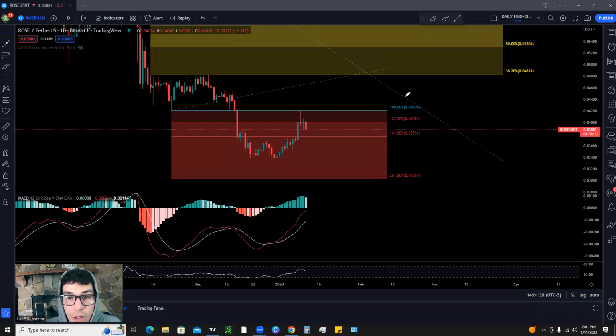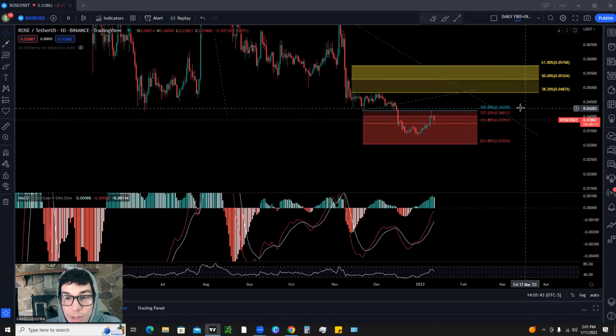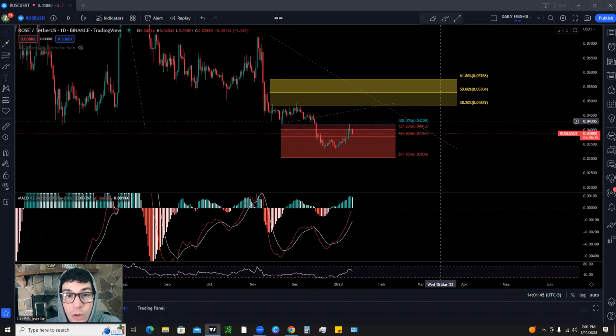So in order for us to go higher, we have to break through these two now resistance levels of former support. So we have to break through 0.04012 and 0.04209. If we are able to break through those levels, then we have our major retracement levels to the upside that we really need to break through as well, right?